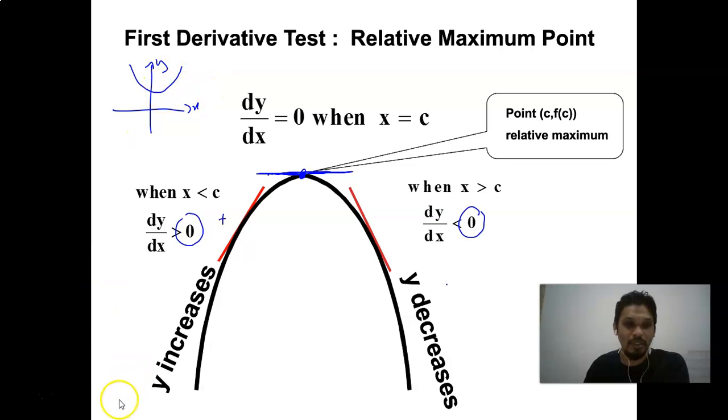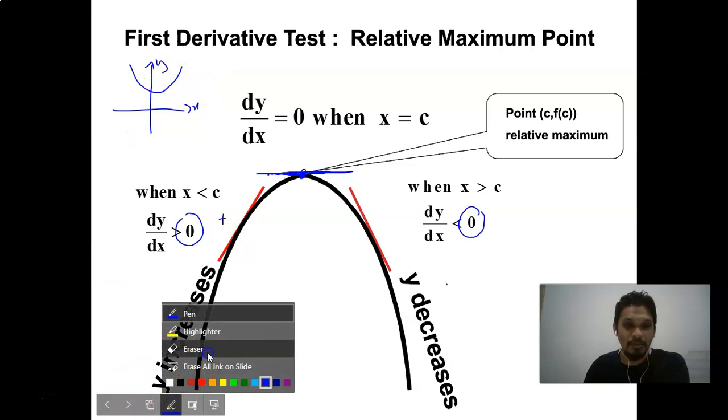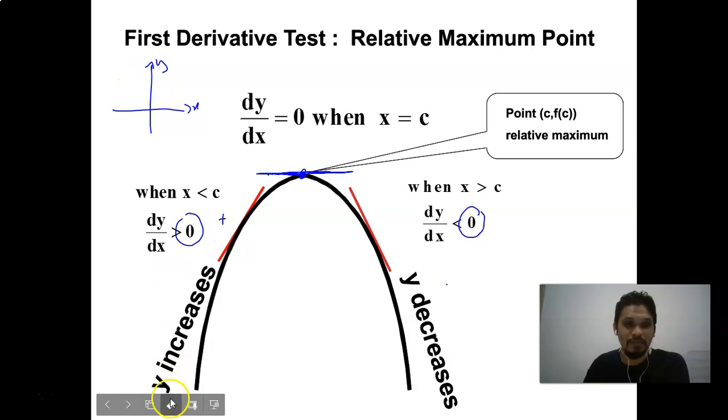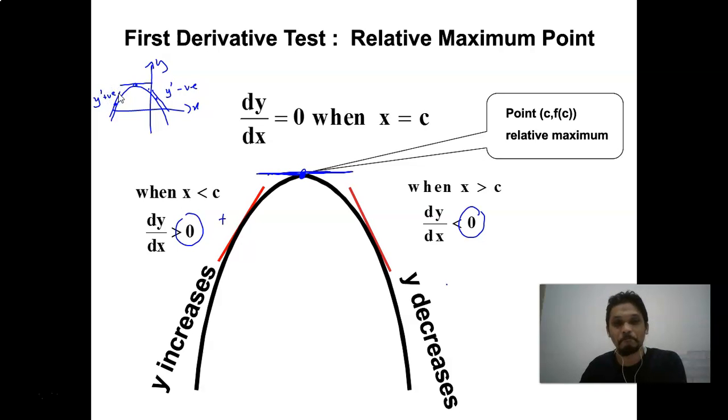Oh no, sorry, wrong example function for this part. Let's say this is a curve. At this point y increases, at this point the gradient equals 0, and at this point y decreases, or y prime is negative, and here dy/dx is positive.